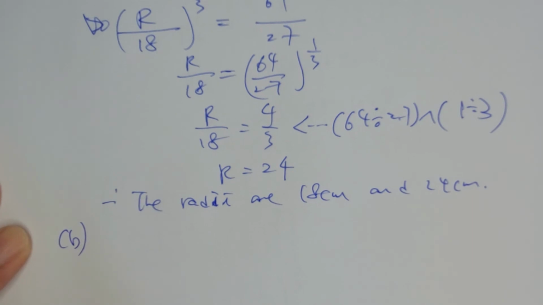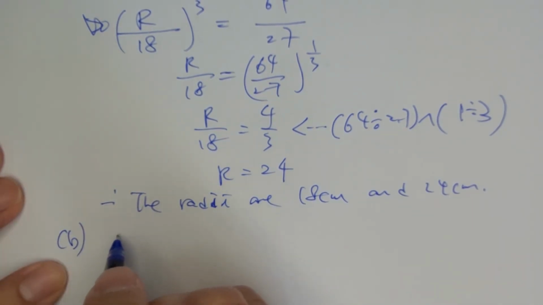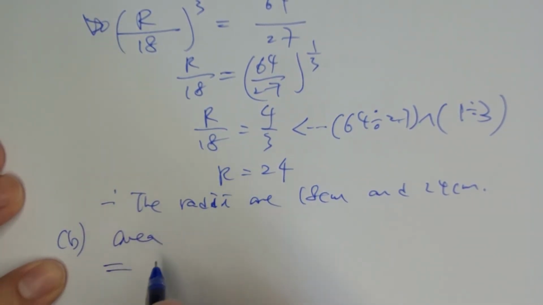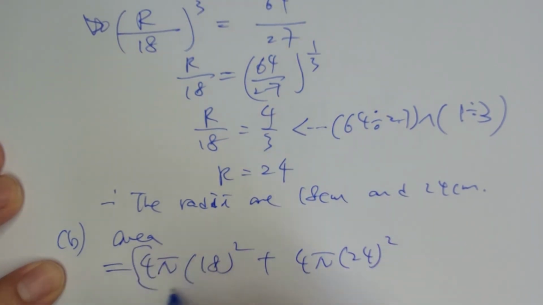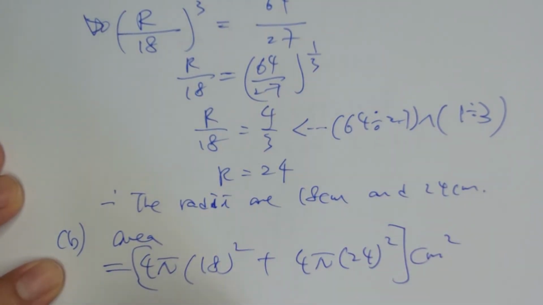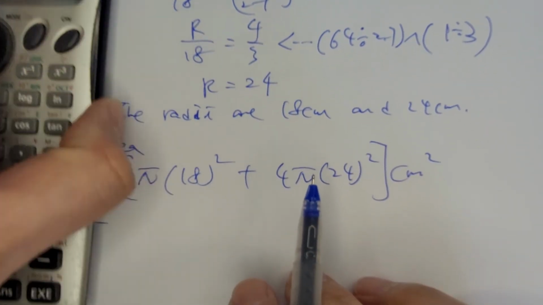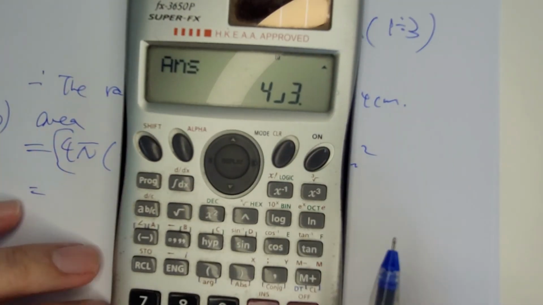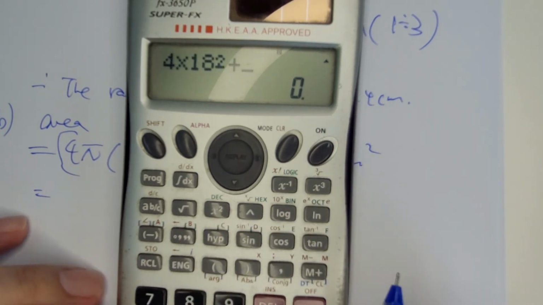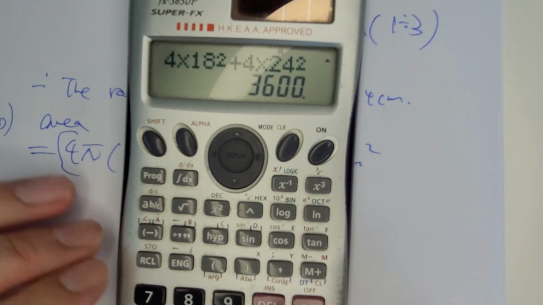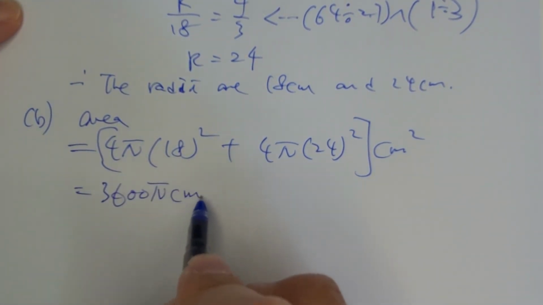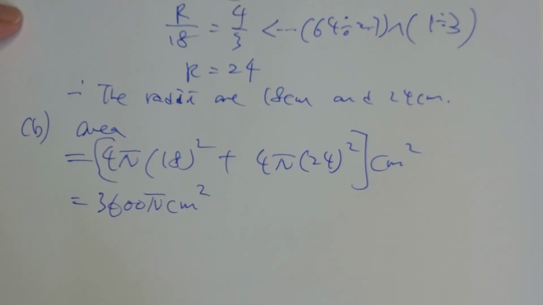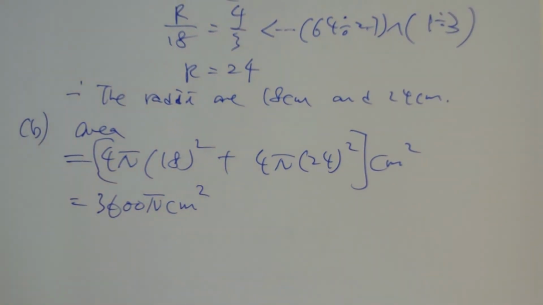So part B is quite straightforward. Just find the total surface area. That will be 4 times pi times 18 squared plus 4 times pi times 24 squared, unit cm square. And leave the answer in terms of pi from the question. So 4 times 18 squared plus 4 times 24 squared, 3600 pi cm square. Okay, so that's the end of this question, and that's the end of this paper.